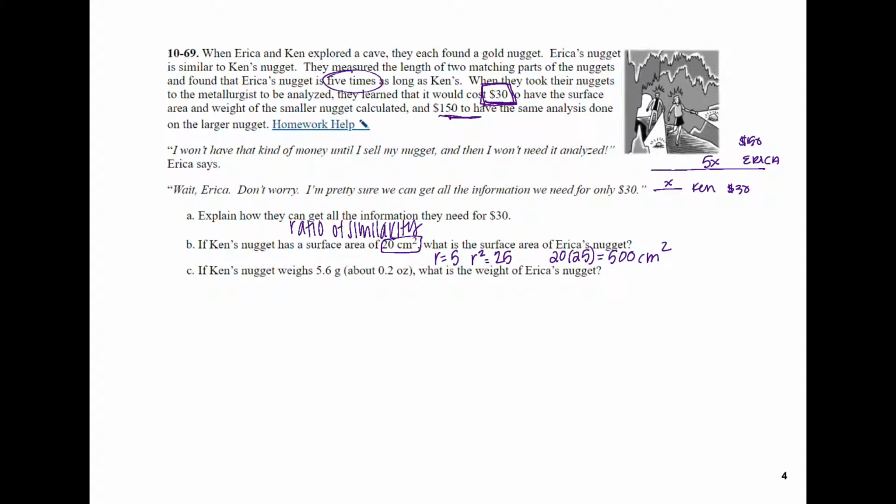If Ken's nugget weighs 5.6 grams, about 0.02 ounces, what is the weight of Erica's nugget? Well, again, we know that our ratio is equal to 5, so the ratio of the volumes would be 5 to the third power, which is 125. So if we know his weighs 5.6 grams, we can multiply that by 125, which would give us 700 grams, which is about 25 ounces.